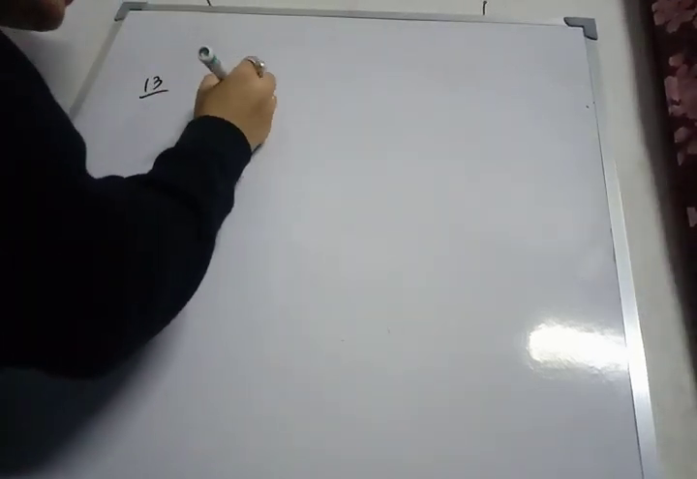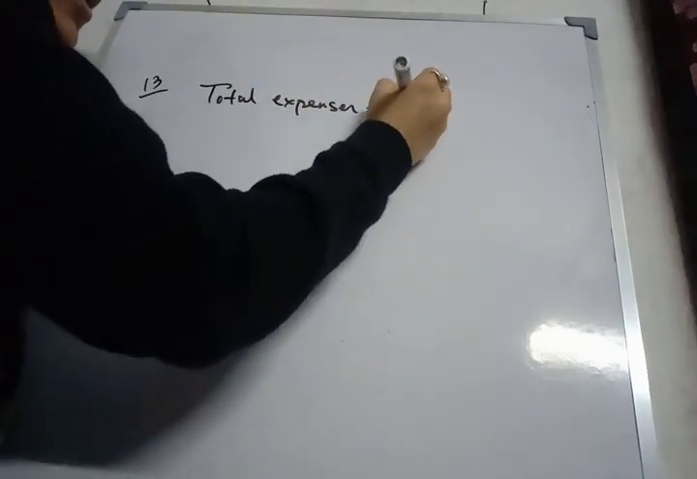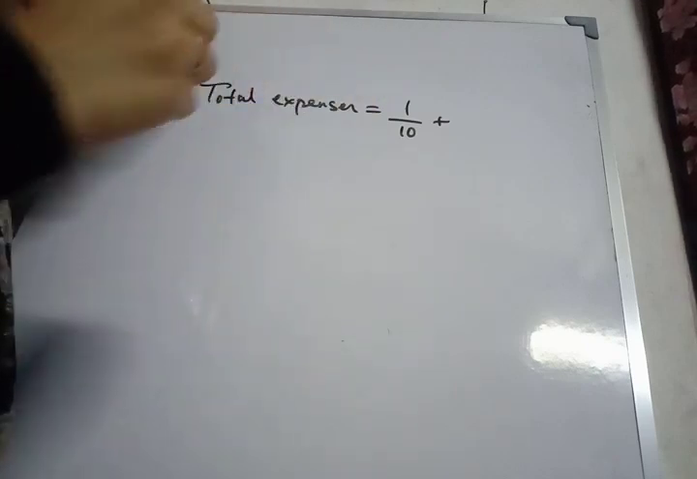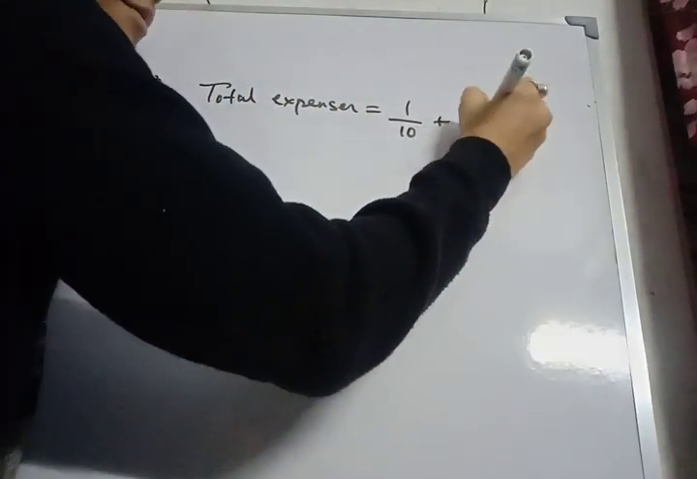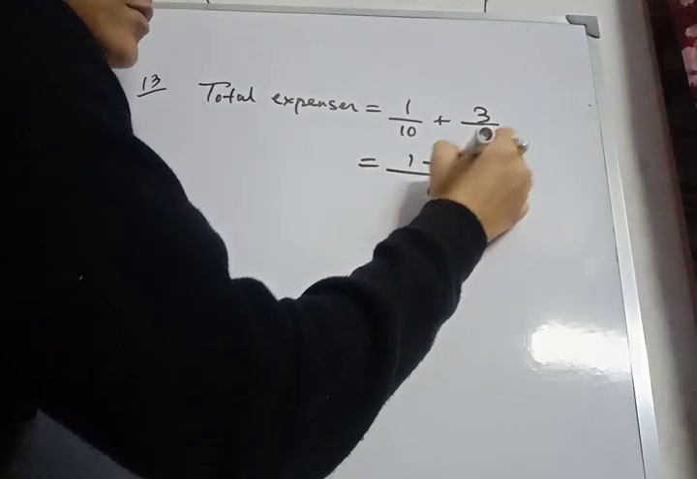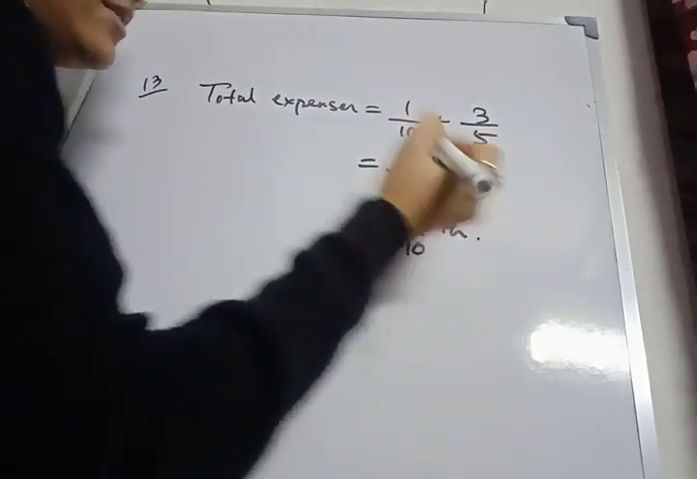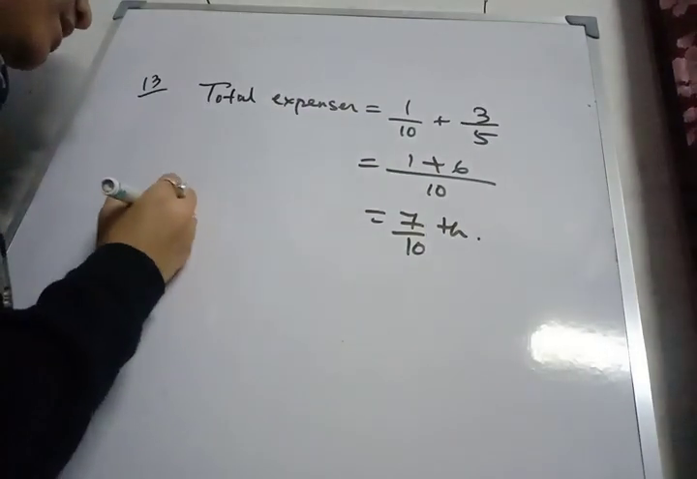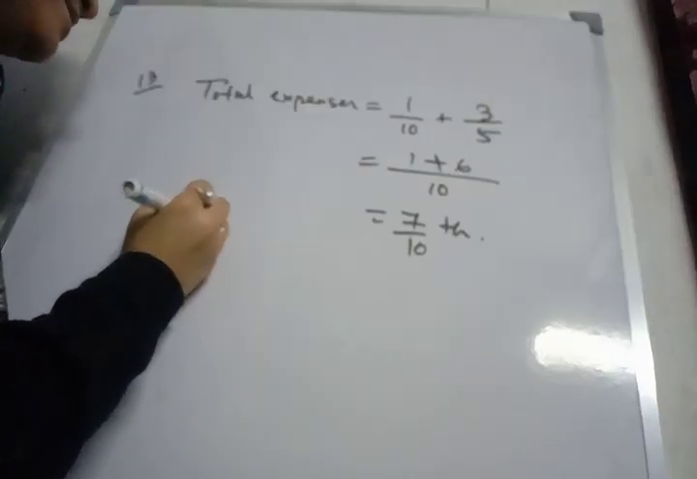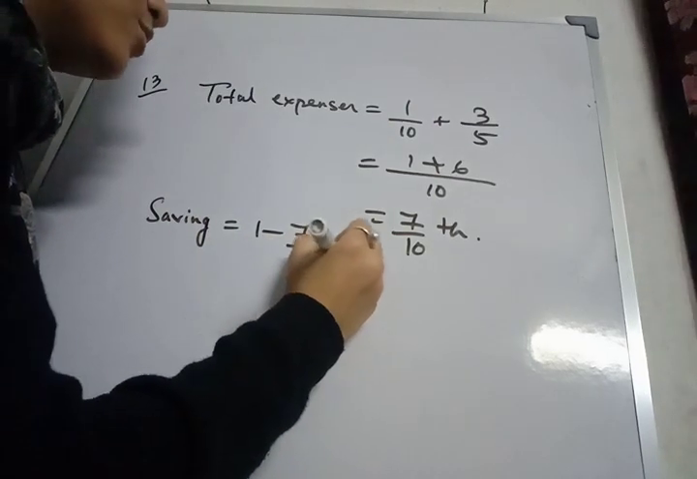So, total expenses: 1/10 plus 3/5 equals 7/10th part. Therefore, saving is how much? 1 minus 7/10 equals 3/10.